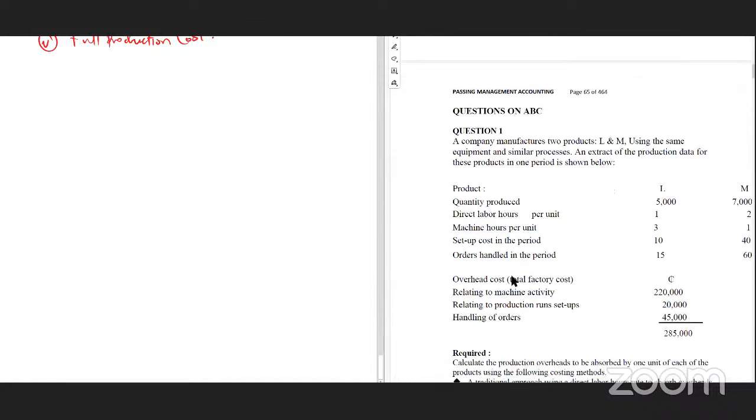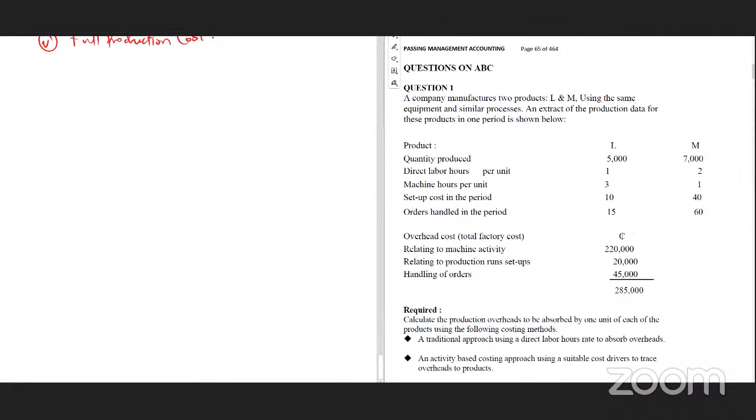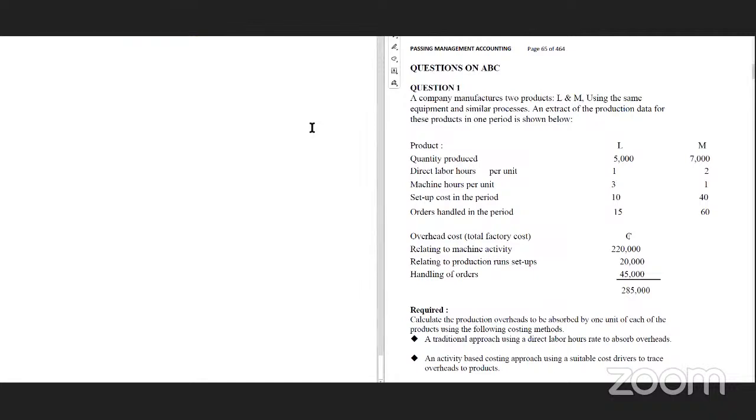So let's take a simple question here. Very simple question. This one, I think, is just on overhead absorption. A company manufactures two products, product L and product M, using the same equipment and similar processes. This is an extract of their production data for this product in one period, which is shown below. So we have product L and product M, right? So we have all the data we can see. They said calculate the production overheads to be absorbed by 1 unit of each of the products using the following costing methods. Either a traditional approach where we absorb using labor hours or an activity-based costing using suitable cost drivers to trace the overhead to products.